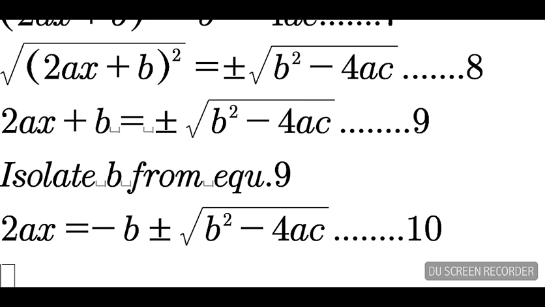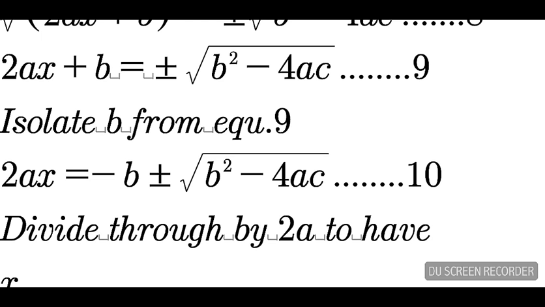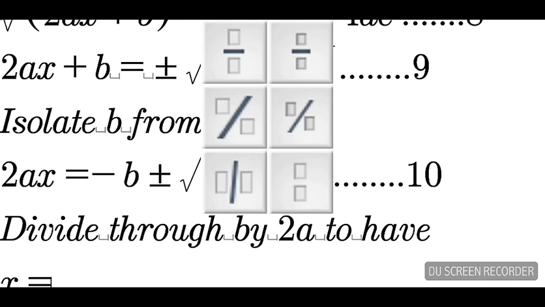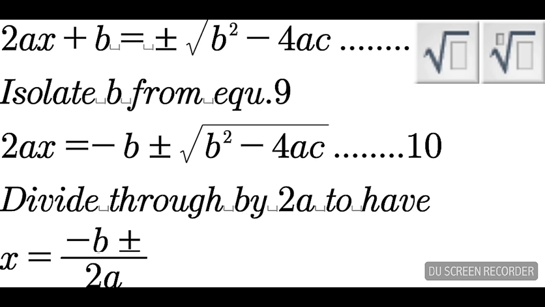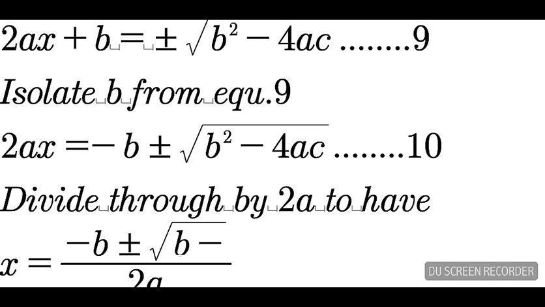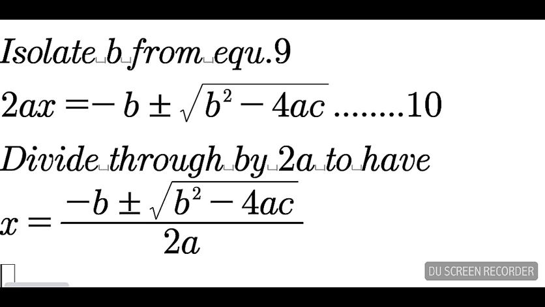Since our main aim is to solve for x, and 2a, where a is a known number but a is different from 0, we shall divide through by the coefficient of x, which is 2a, to have x equal to minus b plus or minus the root of b squared minus 4ac, all over 2a. QED.